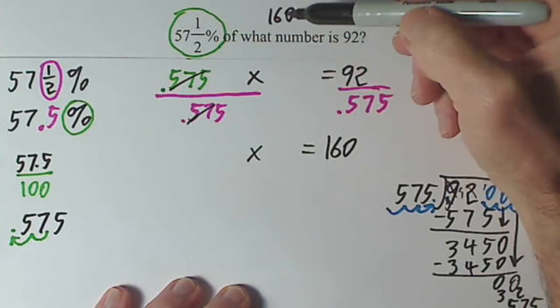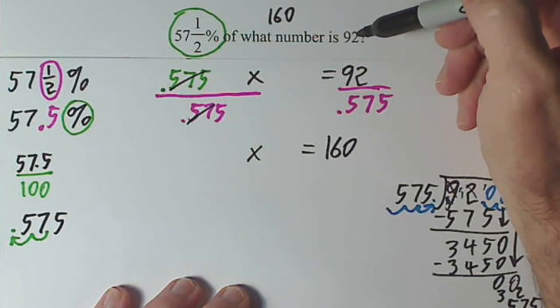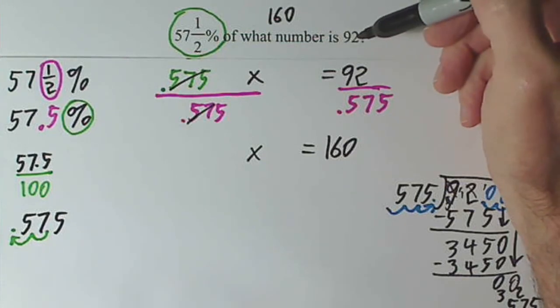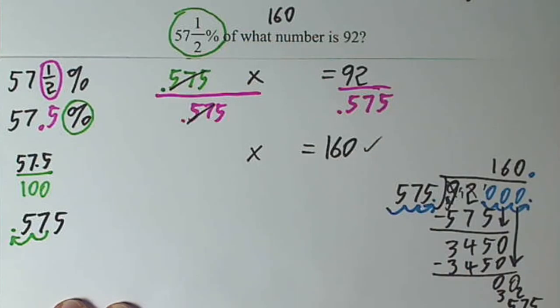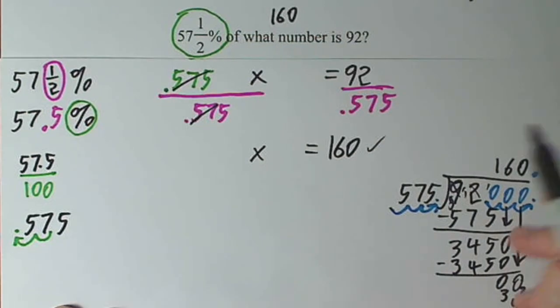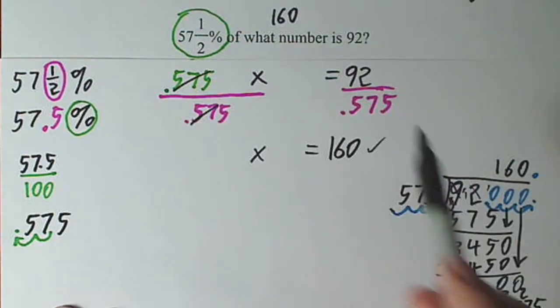Well, half of 160 would be about 80. So yeah, 92 sounds right. So 160 seems like a valid answer. Now I solved this using an equation. Right here I used an equation.